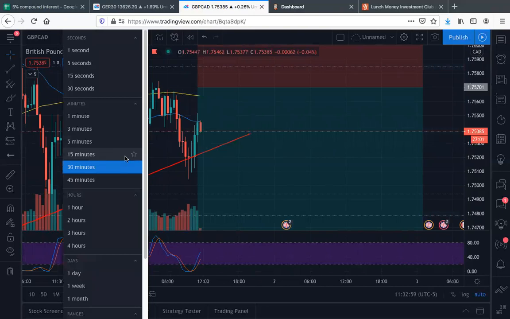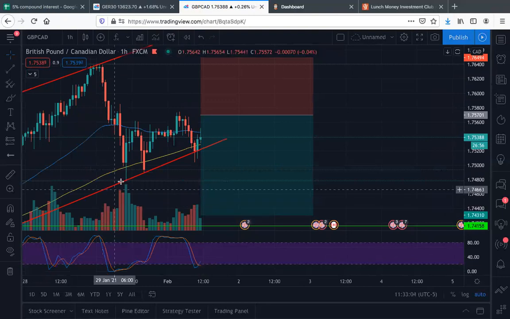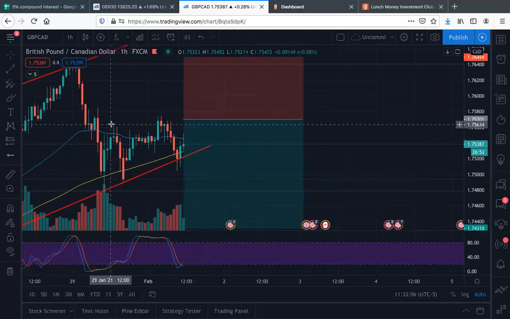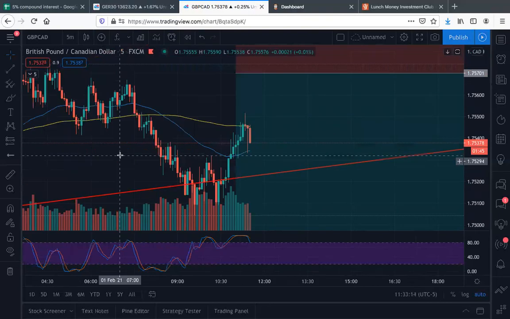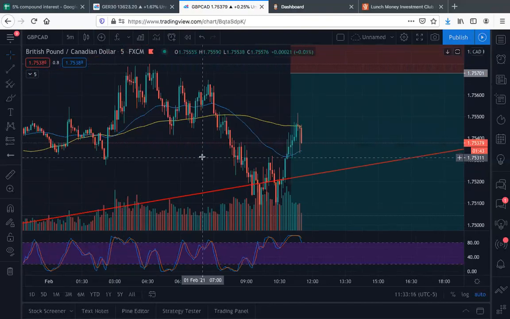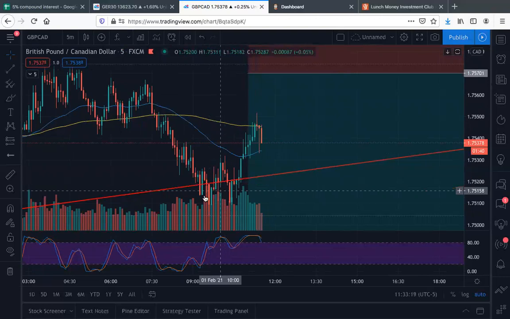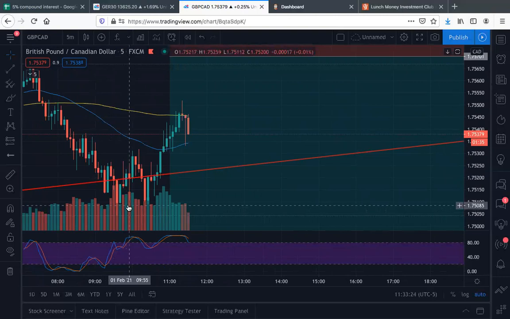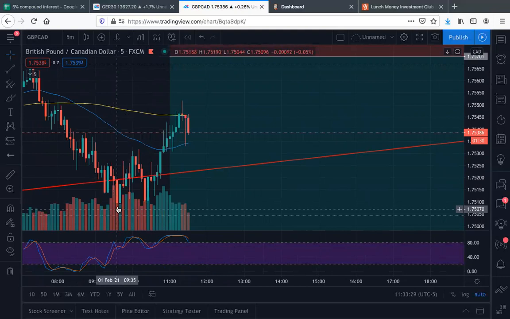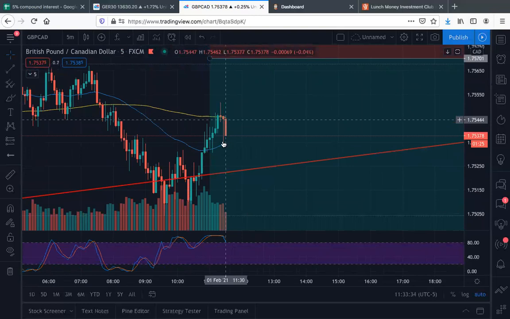So let's go to the 30 on the hourly. Nope. So just forget about that. But right now, again, we're getting that rejection. It does look like there is a double bottom here. But actually, no, I see the wick here. So it's not actually a double bottom, but we're getting that rejection that we're looking for.